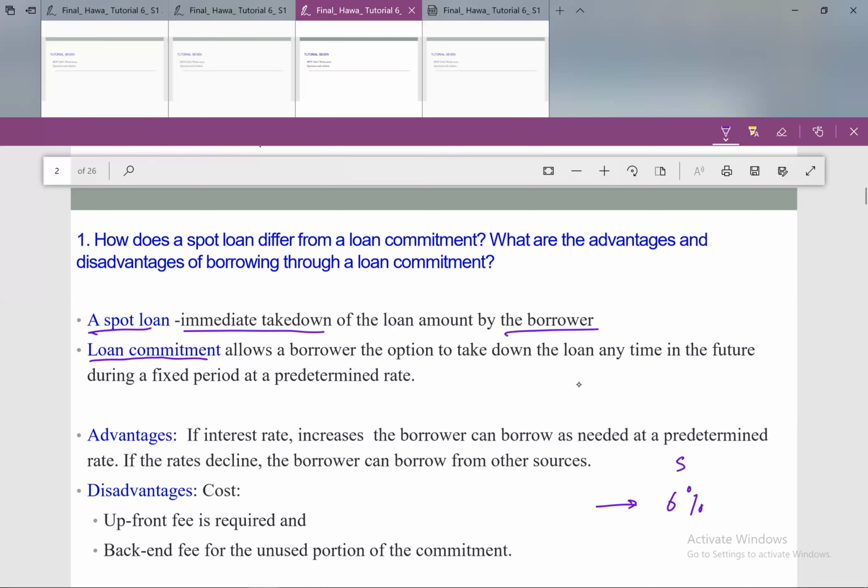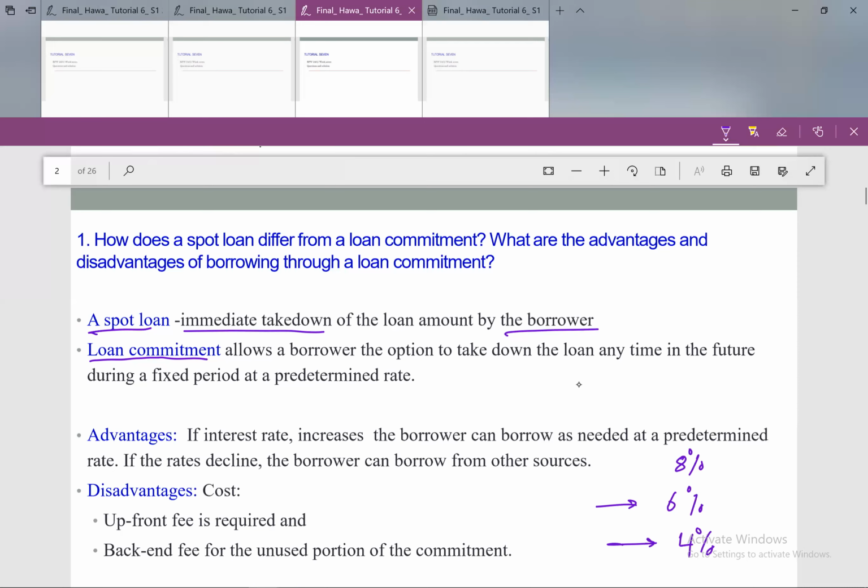So in the future, it can go to 8%. The loan commitment will allow me to take the loan at 6%. But if it goes to 4%, the loans now in the market, I may not take it. I may not take it.